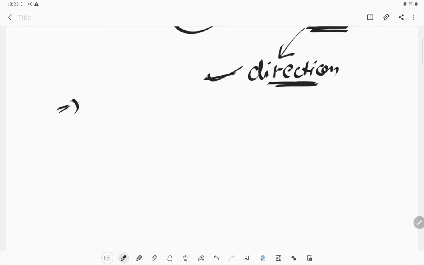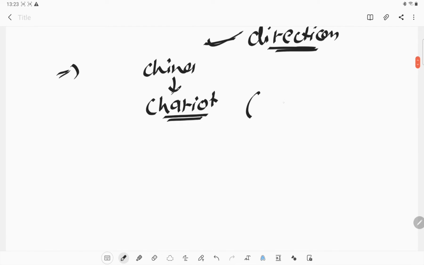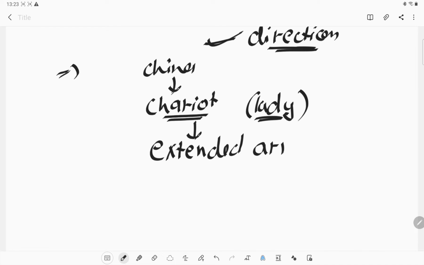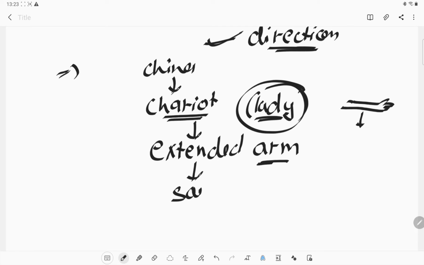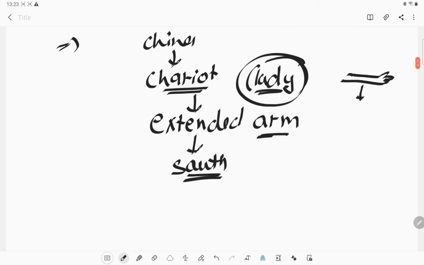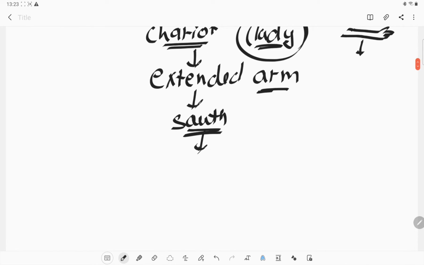How? There was a king of China who had a chariot. That chariot had a statue of a lady on it, and that lady had an extended arm. The statue of the lady always has one extended arm, and that extended arm always points toward a direction, and that direction is the south direction. That's always fixed.